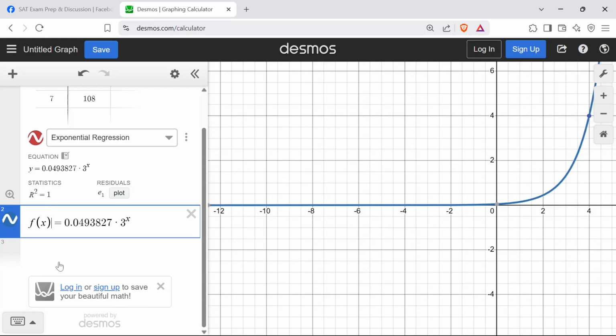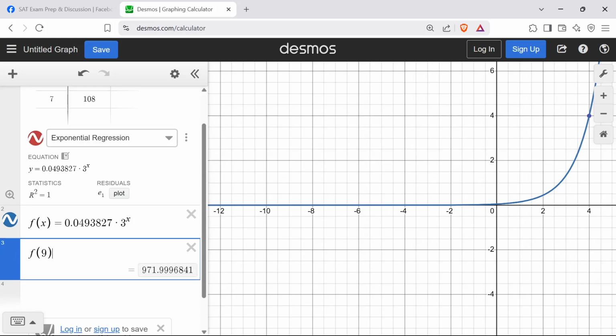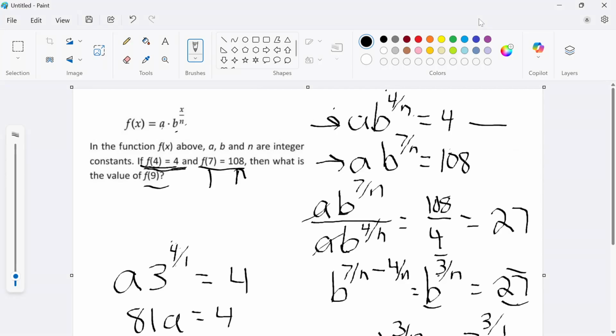So now I can put any x value, f of 9, let's say. And it comes out to 971.9996841. Remember, on the digital SAT, you can put five digits, including a decimal or the fraction. So 1, 2, 3, 4, 5. So 971.9 would be an answer that would be accepted.